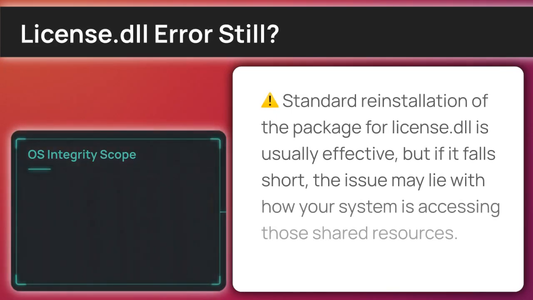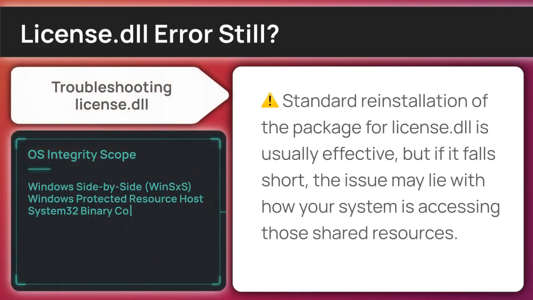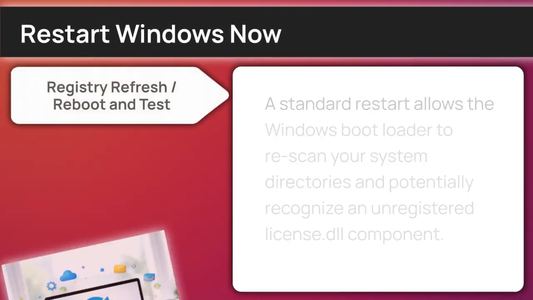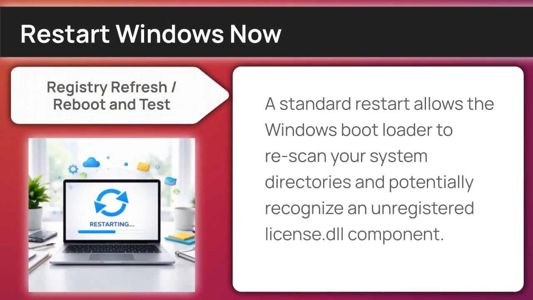Should the reinstallation fall short, the next step in our protocol is to validate the integrity of your system's startup environment. Performing a restart can determine if the error is just a transient environment glitch. A reboot refreshes your system's path variables and can sometimes reestablish a broken link to the licensed library file.